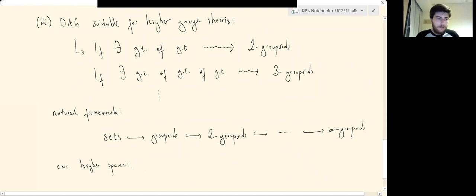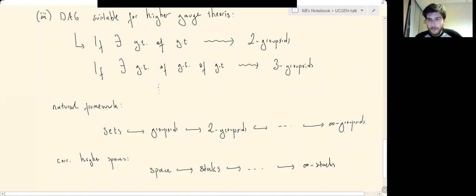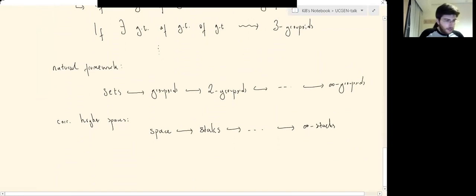And the corresponding higher spaces will be, so if you have a set, okay, nothing new. So you have just a space. The meaning is you have maybe a manifold, you have maybe a scheme, variety, whatever. But now, if you pass to such a framework, now you have stacks maybe, or you have higher stacks, n-stacks, and the story goes like this, and finally, infinity stacks. Okay, fine. So this is more or less the picture.